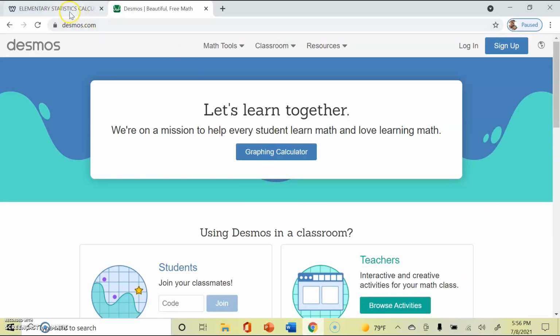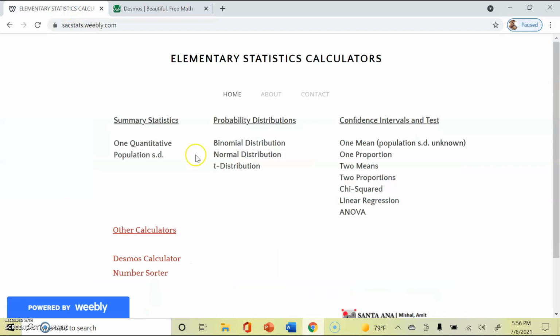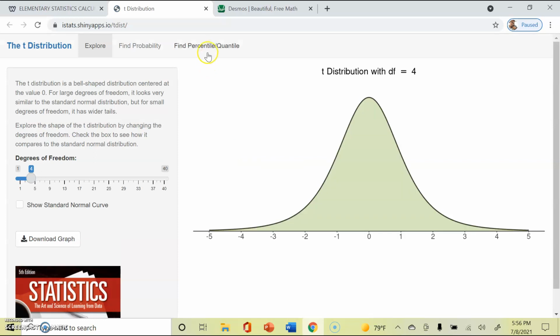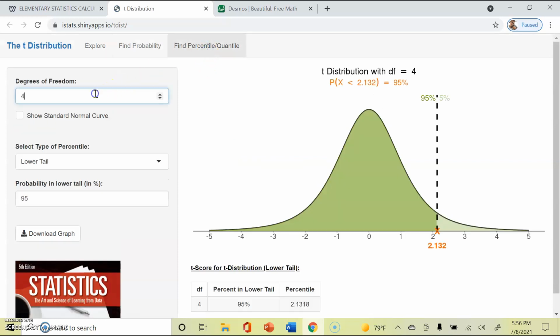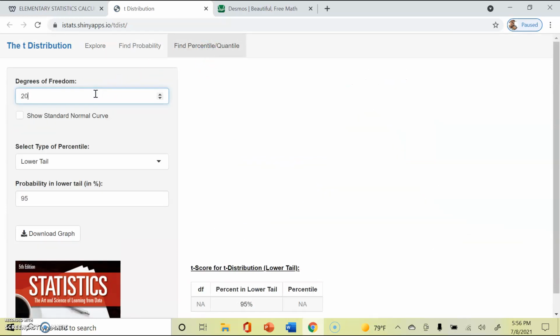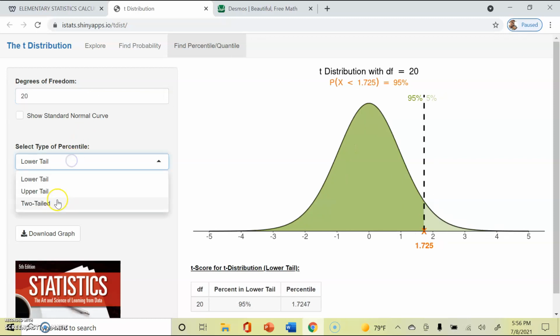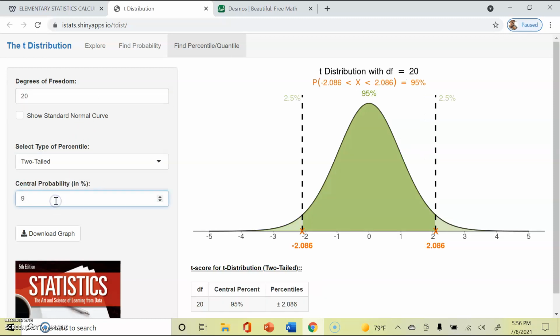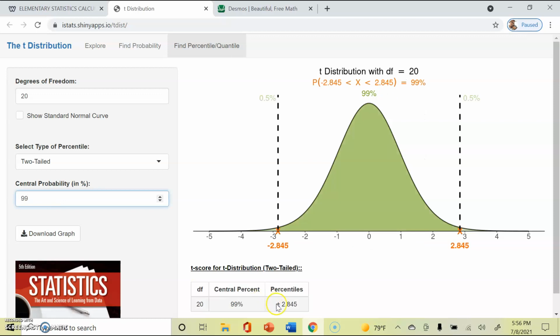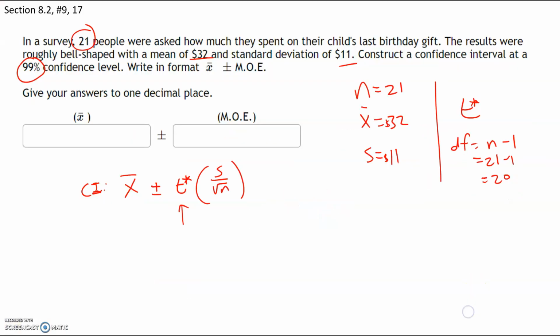So for t star, we're going to go to our calculators page and we're going to click on t distribution. We're going to click on find percentile quantile. Our degrees of freedom is 20. That's 21 minus 1. Always make sure you choose a two-tailed test, and we have a 99% confidence level. And so our critical value is going to be 2.845. That is going to be our t star. Okay, so if we come back here, our critical value, our t star, equals 2.845.